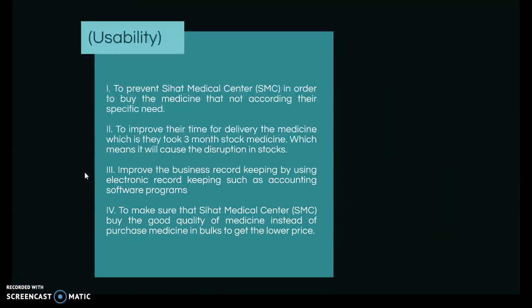This is usability. The first one is to prevent SMC from buying medicine that does not match their specific needs. Second, to improve their delivery time for medicine, which currently takes 3 months of stock. Third, improve the business record keeping by using electronic record keeping such as accounting software programs. And the last one is to make sure that SMC buys good quality medicine instead of purchasing medicine in bulk to get a lower price.